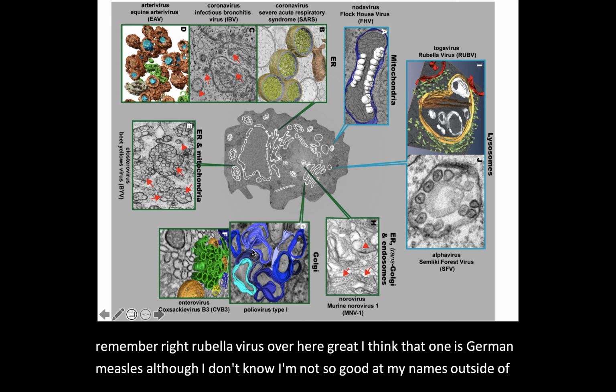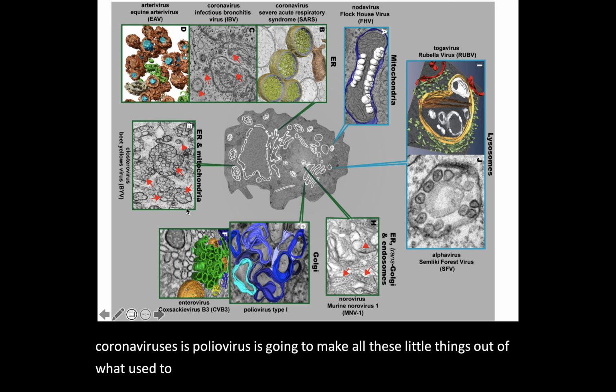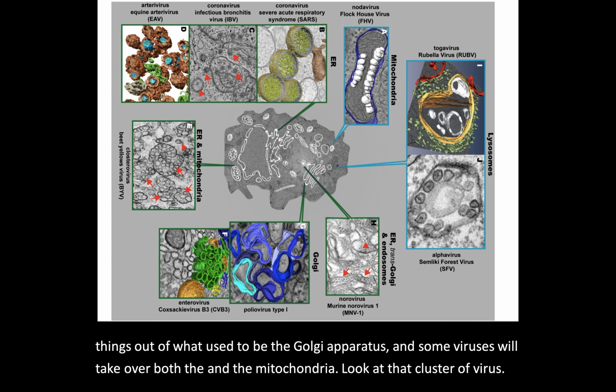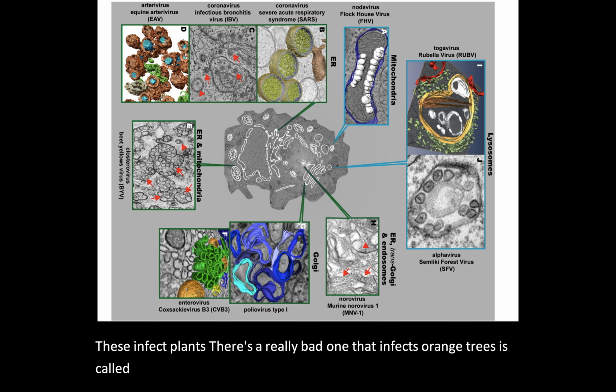Here's poliovirus. It's going to make all these little things out of what used to be the Golgi apparatus. And some viruses will take over both the ER and the mitochondria. Look at that. Clusterovirus. These infect plants. There's a really bad one that infects orange trees. It's called citrus tristeza, like citrus sadness virus.